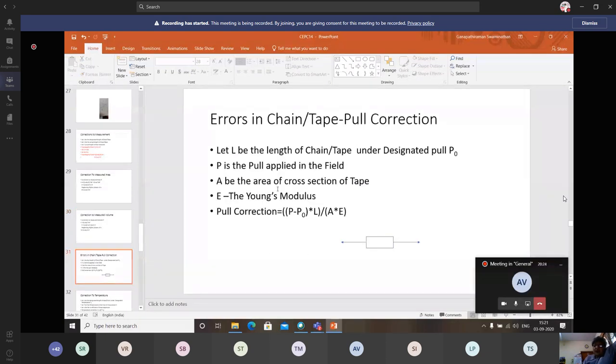Now, you see that error in length or in chain is what is called a pull correction. What is called a pull correction. Okay. Now what will happen? Suppose I have a metal piece, and I apply a pull this way and that way. What will happen? Suppose I am pulling out a metal strip. What will happen?